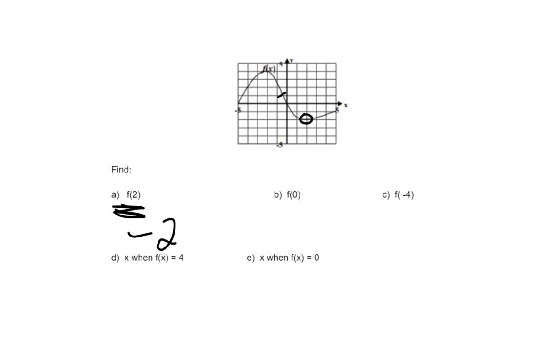For f of 0, when x is 0, you can see y is 0. So my function value is equal to 0. For f of negative 4, 1, 2, 3, 4, I would have a value here of y equals 2.